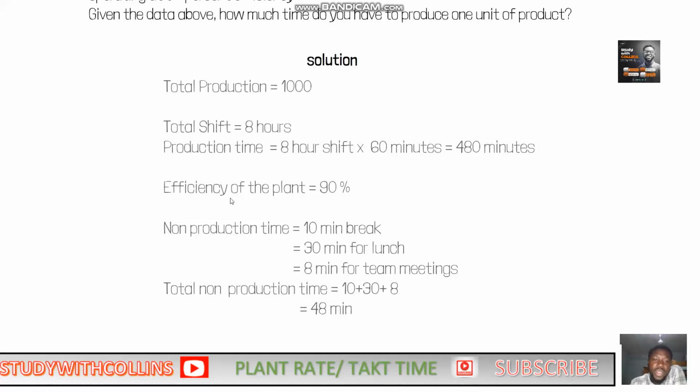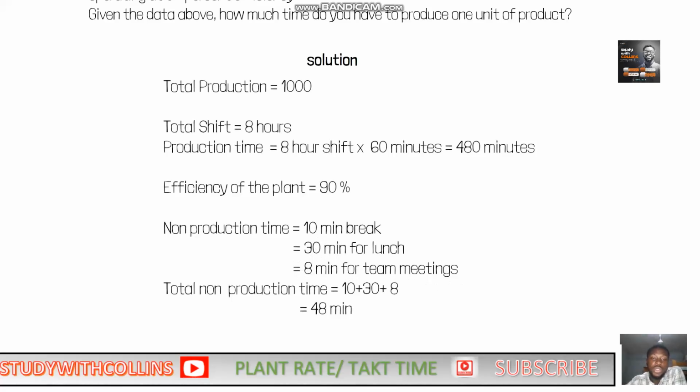So the efficiency of the plant was given as 90%, and we have to calculate the non-production time, that is the break, the lunch time and team meetings. 10 minutes is allocated for break, 30 minutes for lunch, and 8 minutes for team meetings. So the total non-production time will be 10 plus 30 plus 8, and that will give us 48.